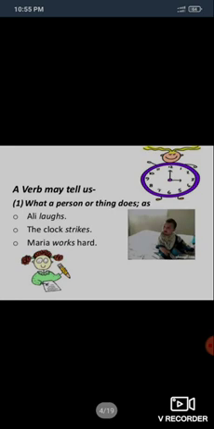Now, a verb may tell us what? Number one is what a person or thing does. Like Ali laughs. The clock strikes. Maria works hard. Here, in italics, it is shown what a person or a thing does.